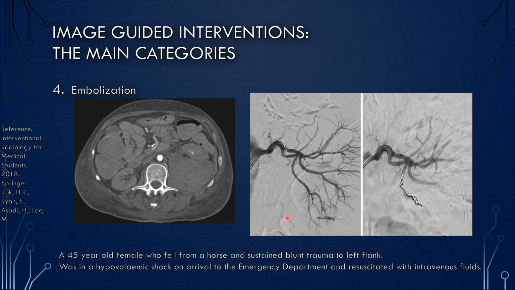This is an example case in which we used embolization in a 45-year-old female who fell from a horse and sustained blunt trauma to the left flank. She was in hypovolemic shock on arrival to the emergency department and was resuscitated with intravenous fluid. A CT scan was done in the arterial phase that showed the kidney being pushed anteriorly by a large hematoma and active extravasation within the kidney.